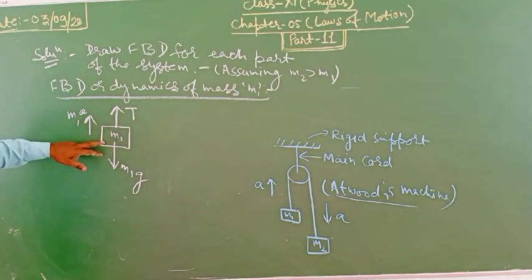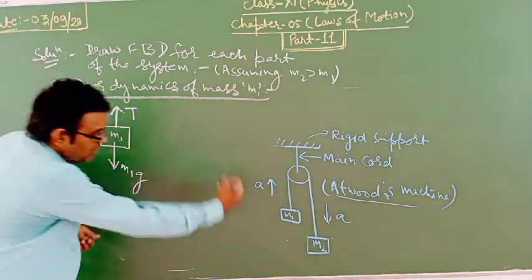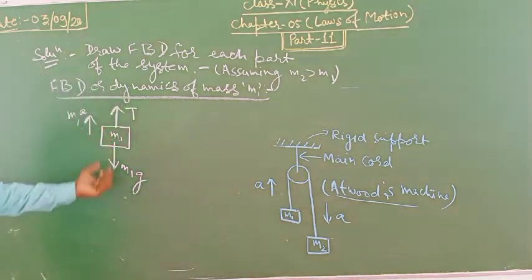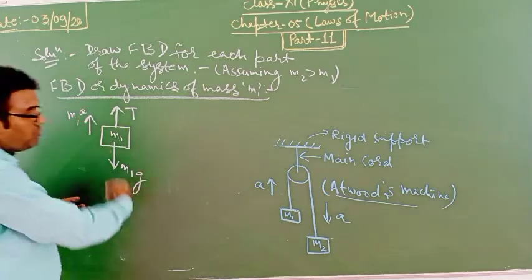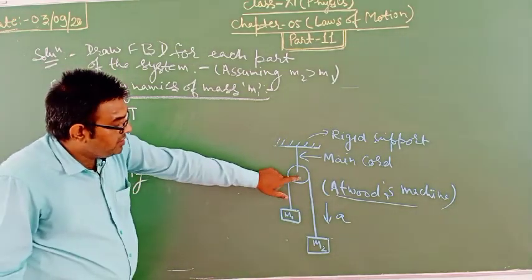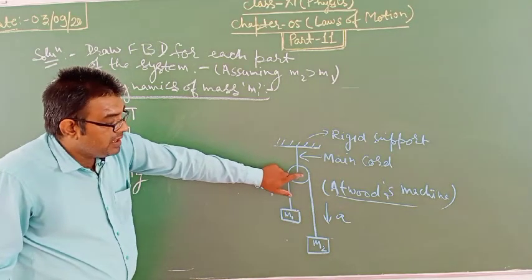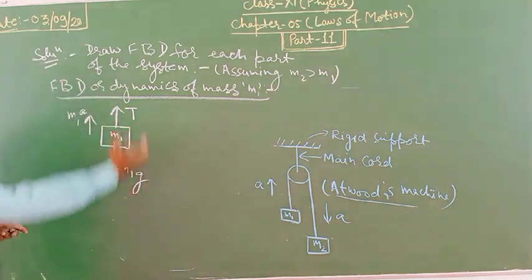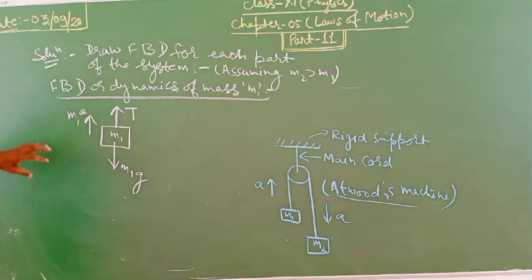Look at here, students. M1G is the weight, and tension T. Since the earth is pulling it downward, due to that a tension T is produced in the string with which the pulley is attached. Since it is accelerating upward, a force M1 into A is experienced in the upward direction. So writing the equation from this free body diagram, what can we write?